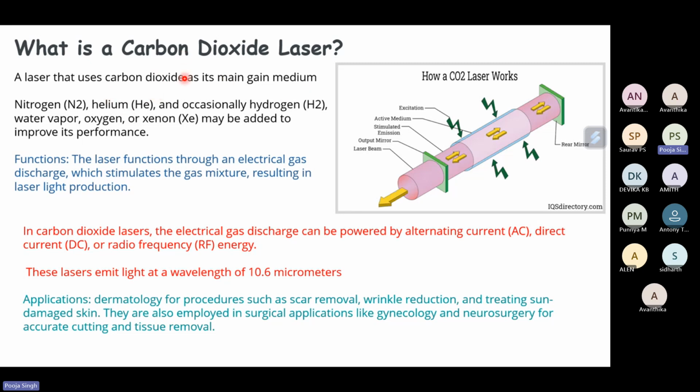Okay. So what does the carbon dioxide laser contain other than CO2? You have N2, nitrogen, helium, hydrogen, water, oxygen. Xenon can also be added to improve the performance. Okay. So what's the function? The laser functions through an electric gas discharge which stimulates the gas mixture, resulting in the laser light production.